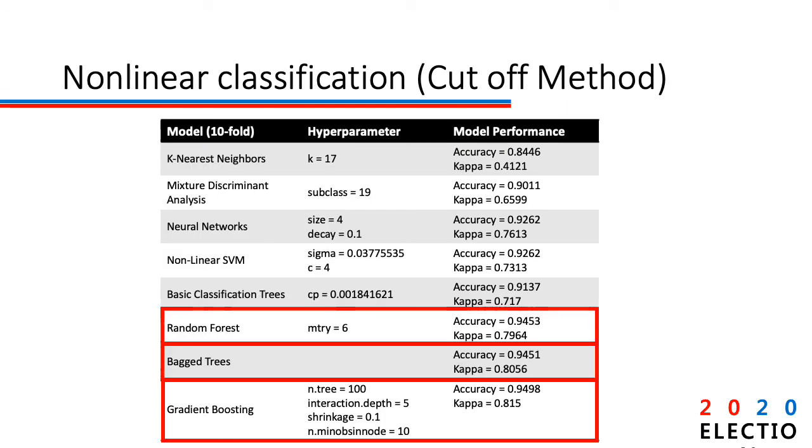In nonlinear classification, we get the performances of each model with their corresponding hyperparameters under the cutoff method. The result shows that among all nonlinear classification models, random forest, bagged trees, and gradient boosting remain relatively good performance with the accuracy of 0.94.